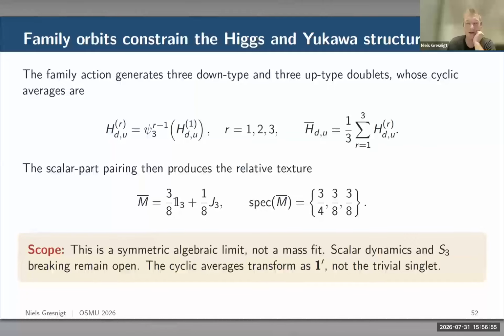What I've done here is I have 3 generations of 2 Higgs doublets, and I've combined them, I've symmetrized them over the Psi3 orbit, so that I end up with these invariant versions, which are then invariant under Psi3.